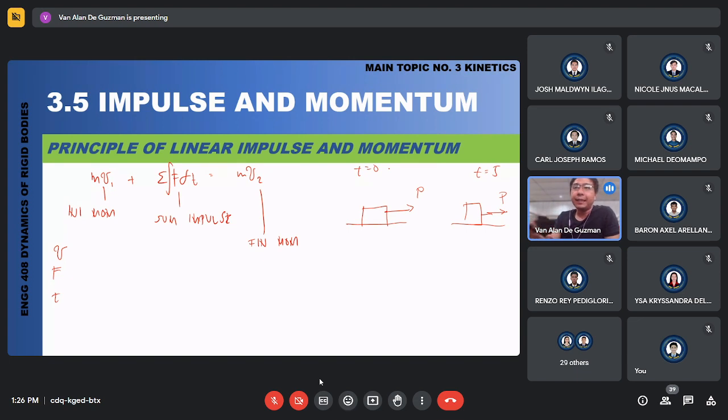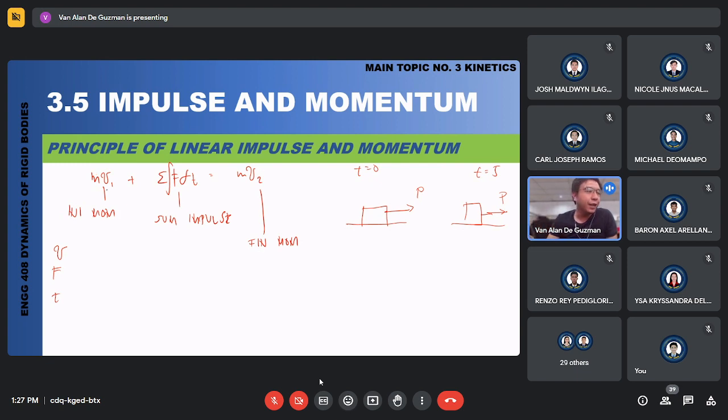So, analyze natin yung components nitong ating equation. We have the initial momentum. Ano yung components niya? We have yung ating mass and we have an initial velocity. Now, pansinin ninyo. This value right here, this is directly proportional dito sa ating final momentum, di ba? Kasi kung i-analyze natin, if we increase the value of the mass, we can't increase the value of the mass, that is constant. Constant po yan.